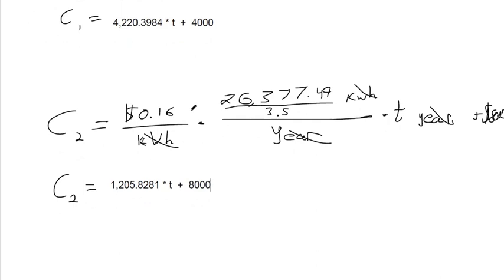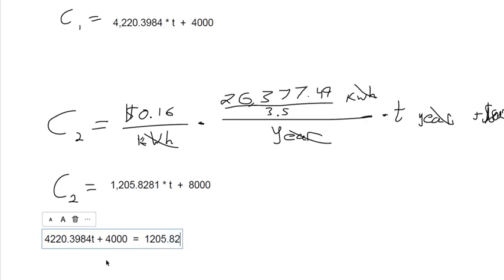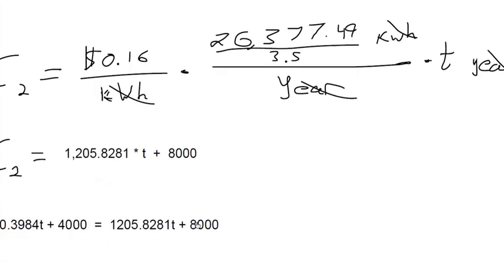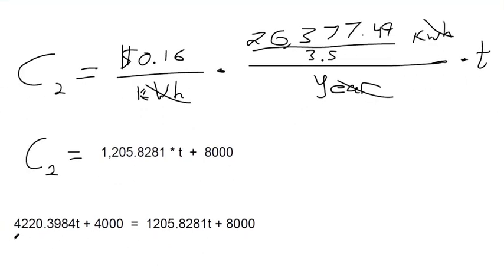So in algebra, when you want to find out when two lines or when two equations cross each other, you set them equal to each other. So I'm going to plug this in for the cost over here to find out when the two costs are going to be equal to one another. So 4,220 point, I'll just round, well, we'll keep it. Okay, I set the two equations equal to each other. So to get t by itself, I can't solve if t is in two different places, right? T is on the left and on the right.